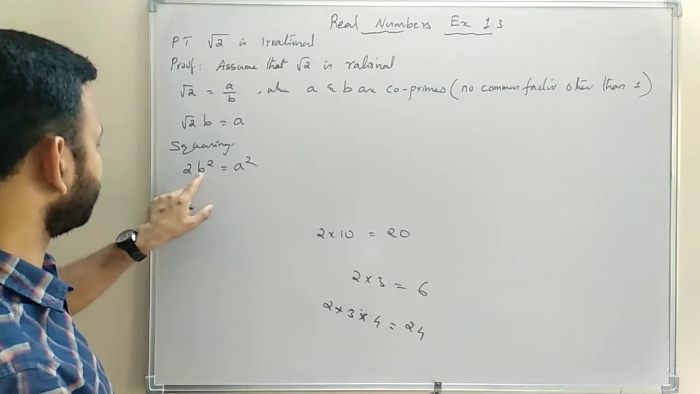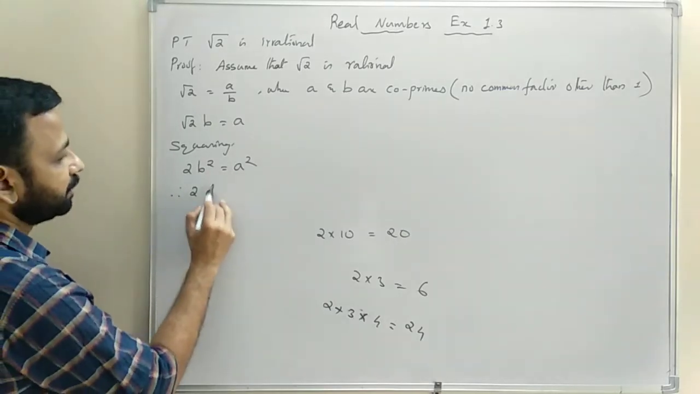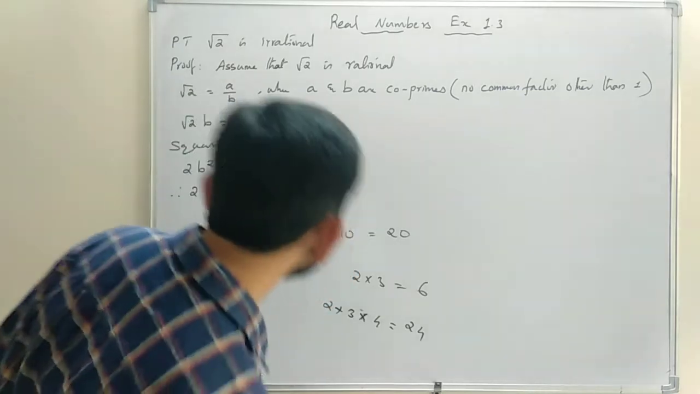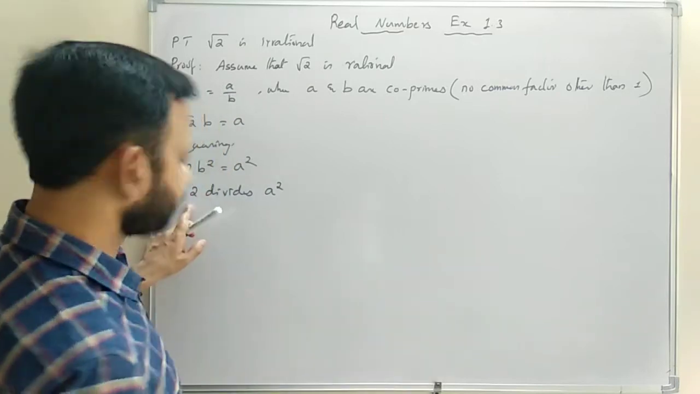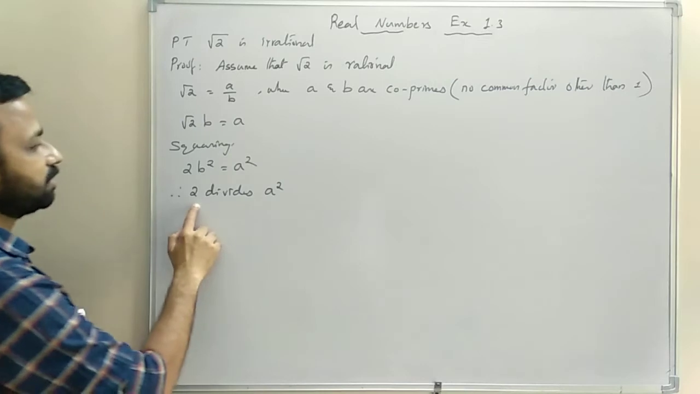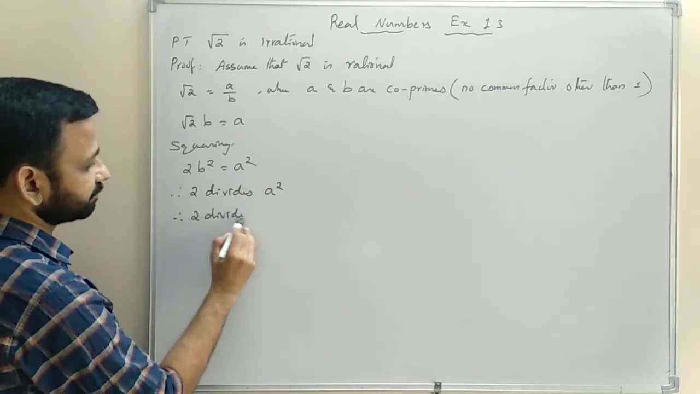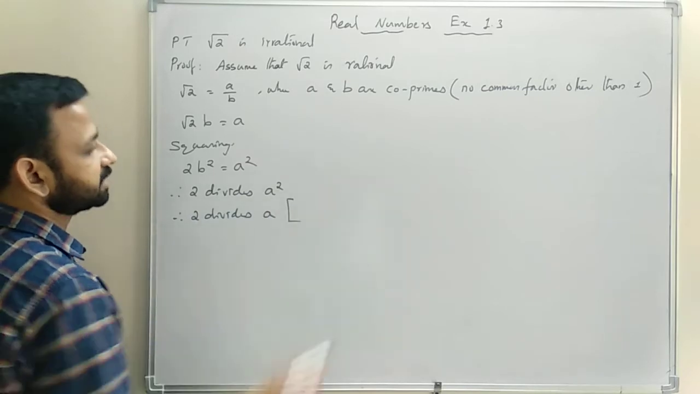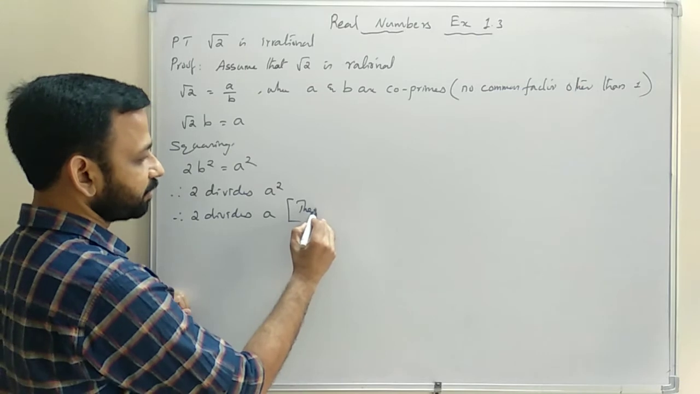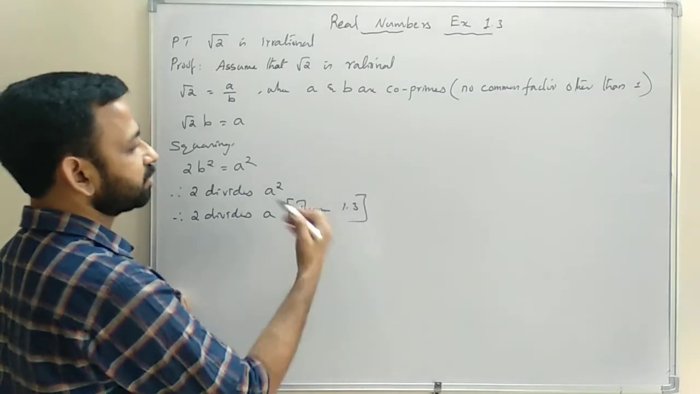So here, 2 into b square equals a square. So we can say 2 divides a square. Therefore, 2 divides a square. Then by the previous theorem, 2 is a prime number, and if 2 divides a square, therefore 2 divides a. The reason is theorem 1.3. In the examination you need to write the statement of that theorem.